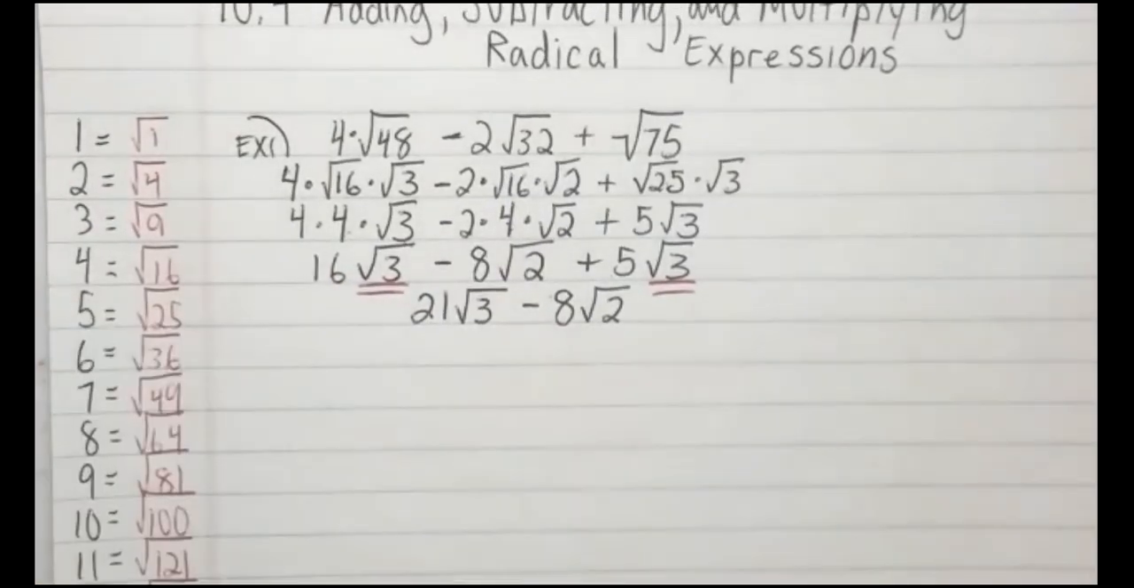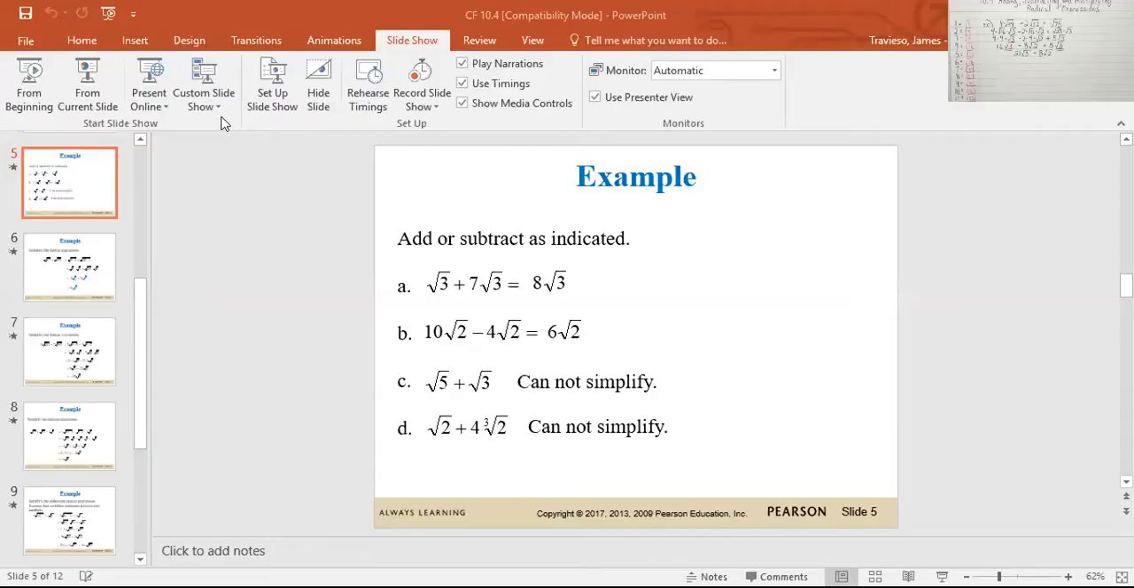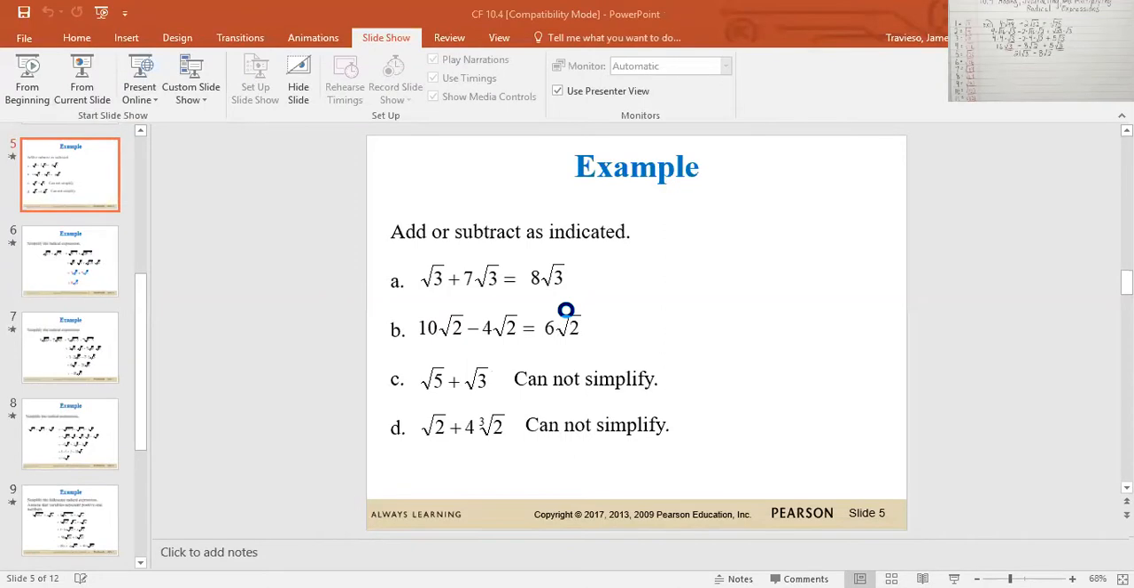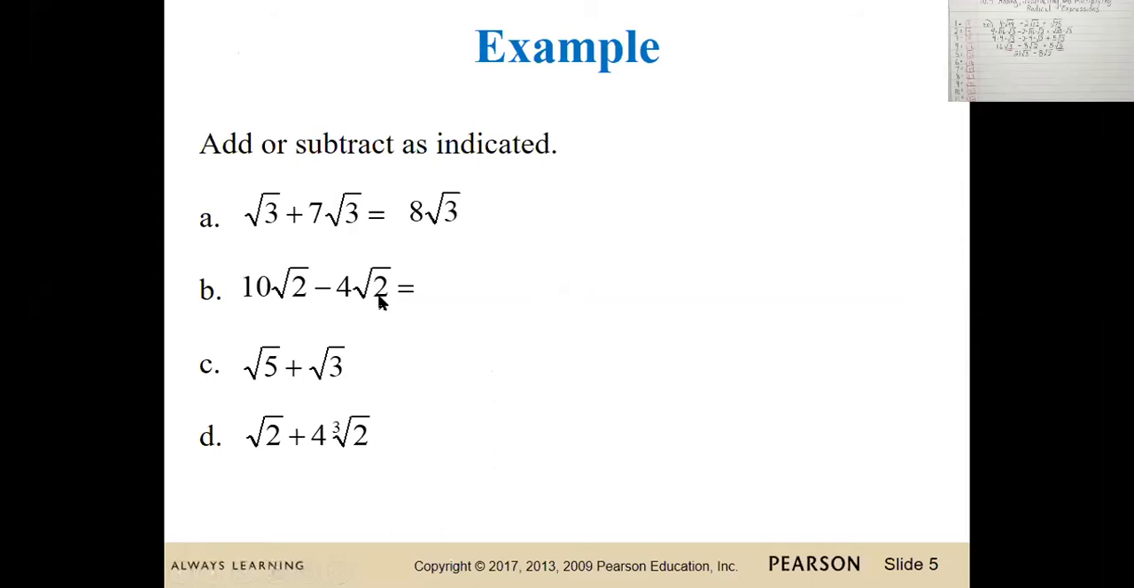I just want to go, there is a slide on the PowerPoint that emphasizes this like radical thing that we're talking about. And so again, what you see here is these radicals are the same. It's another square root of 3. Remember, the coefficient there, even though you don't see it, is 1. That's how they get 8. So 1 plus 7 gives me 8.